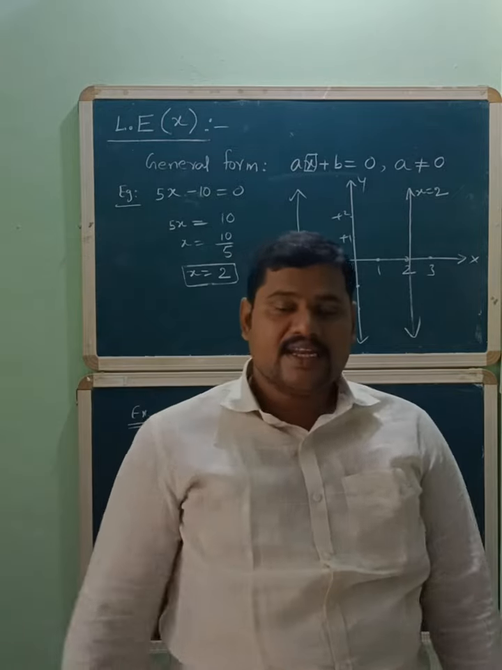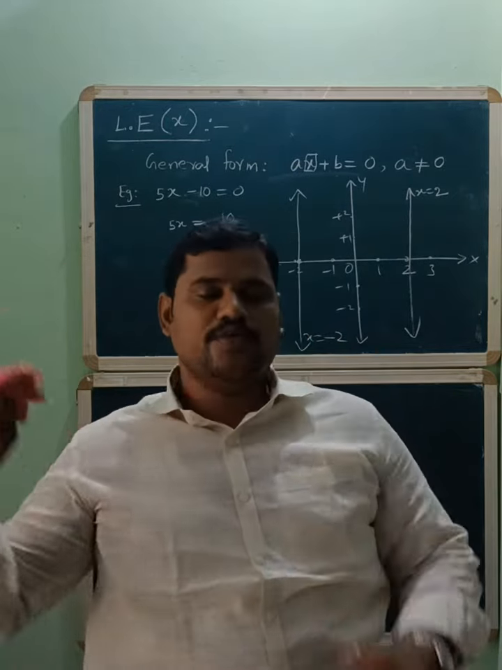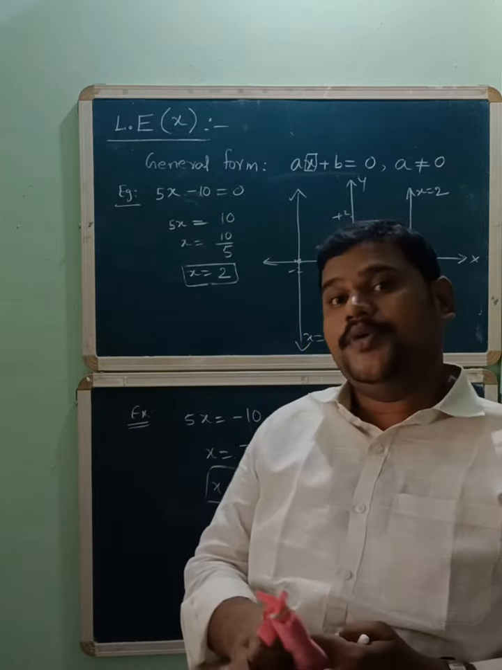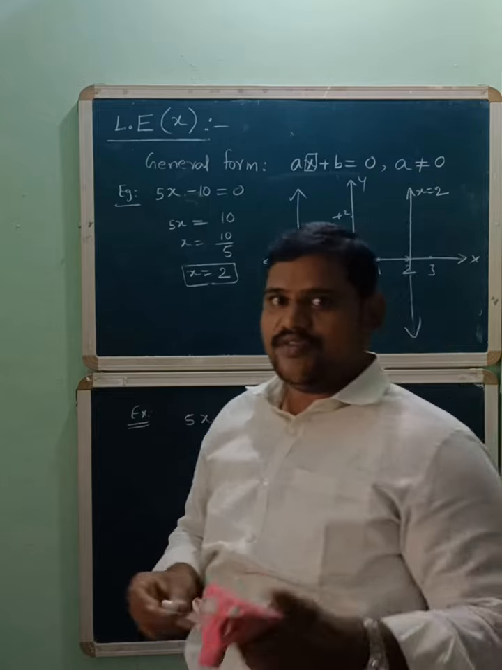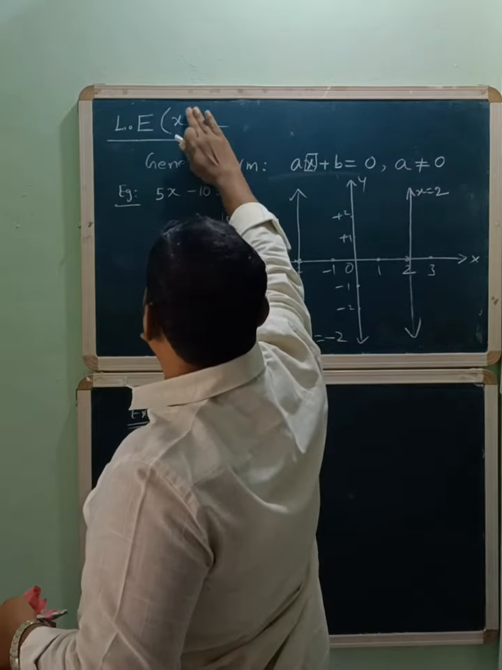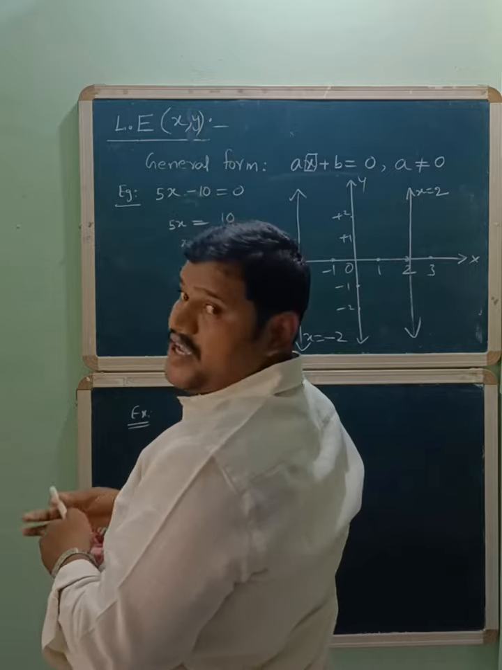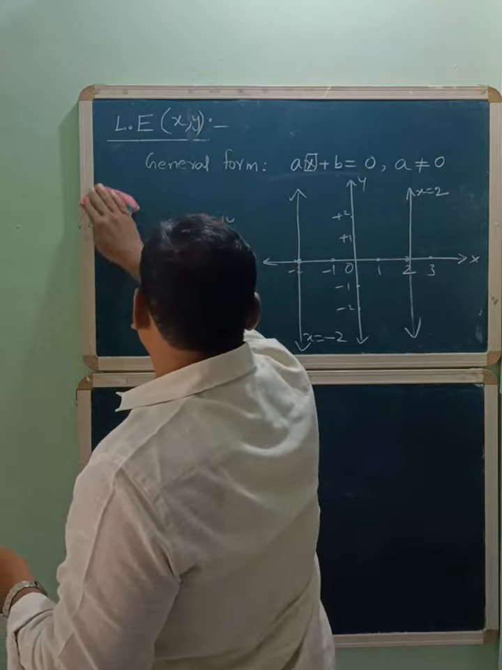The next one is linear equation in two variables. Here, linear equation in one variable is completed. Now you can take two variables. Linear equation in two variables. Suppose here I take two variables, x comma y. Here x and y are the two variables.